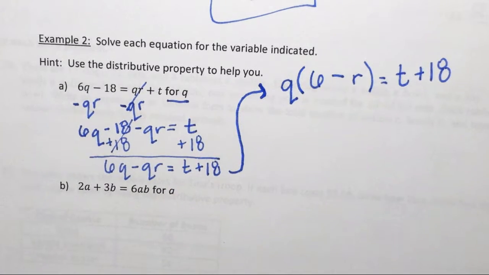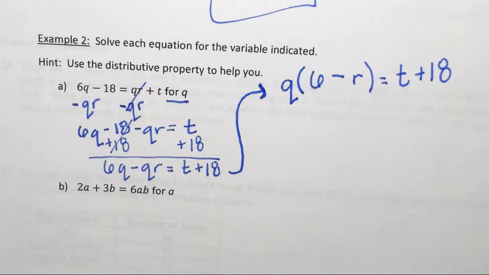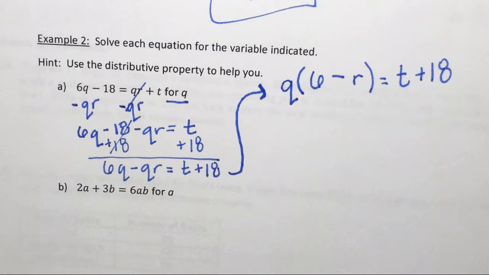This isn't a real word, so don't say it ever, but I say it's like undistributing. I'm doing the distributive property backwards. I'm taking out what they have in common. So don't ever say that because people think you're not as smart as you are. But I'm undistributing. I'm doing the distributive property but backwards. I'm taking out what they have in common.